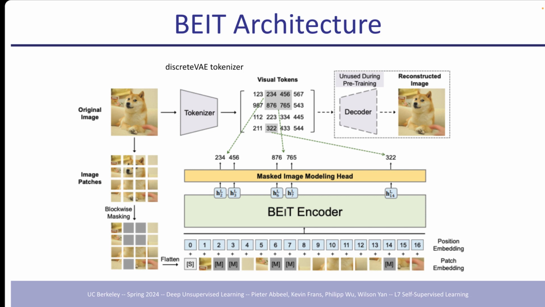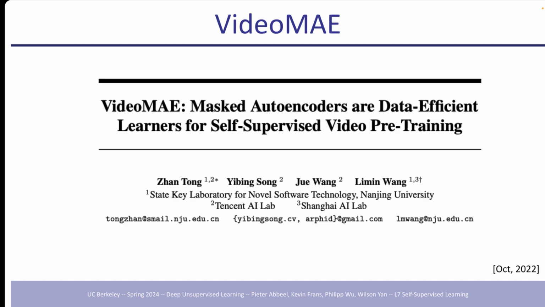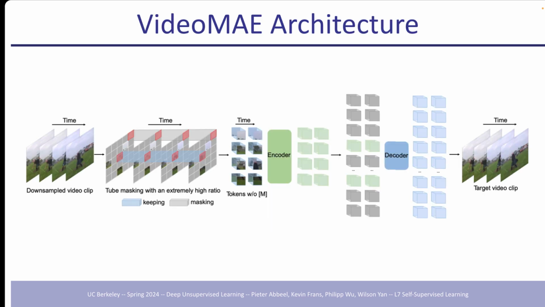And again, to your question, where did it come from? How did it work now? It's these details. I mean, BEIT is essentially as close as it gets to MAE without getting there, at least in the history of how things were developed. Video MAE builds directly on MAE and says, okay, well, why not do the same thing for video?